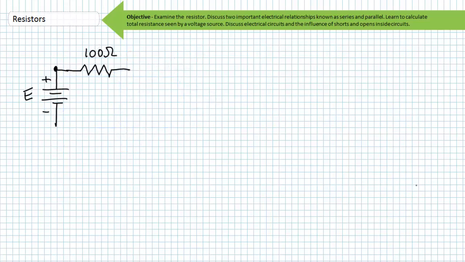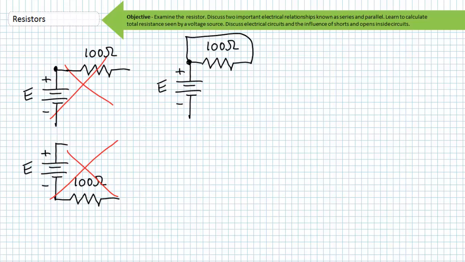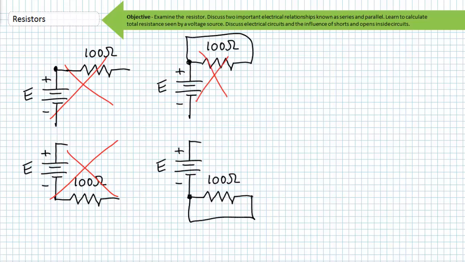Returning back to our topic of resistors, realize a 100 ohm resistor dangling off the positive terminal of a DC voltage source is not a circuit, nor is a 100 ohm resistor dangling off the negative terminal of a voltage source. Nor is a 100 ohm resistor with both leads touching the positive terminal, nor is a 100 ohm resistor with both leads touching the negative terminal. Nor is a 100 ohm resistor sitting in the same room as a voltage source a circuit.